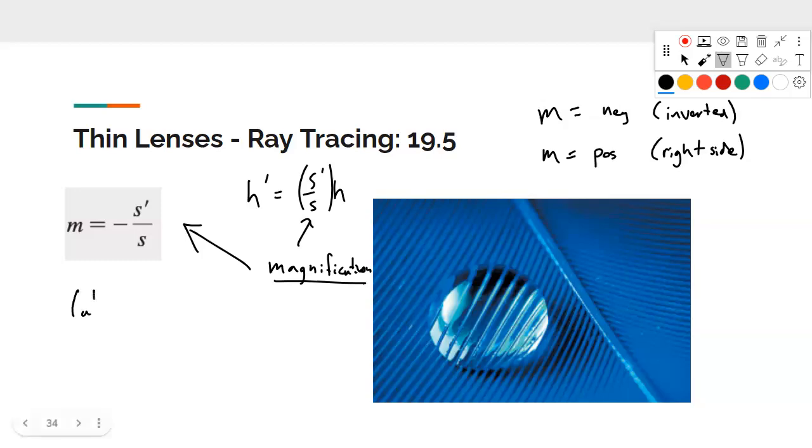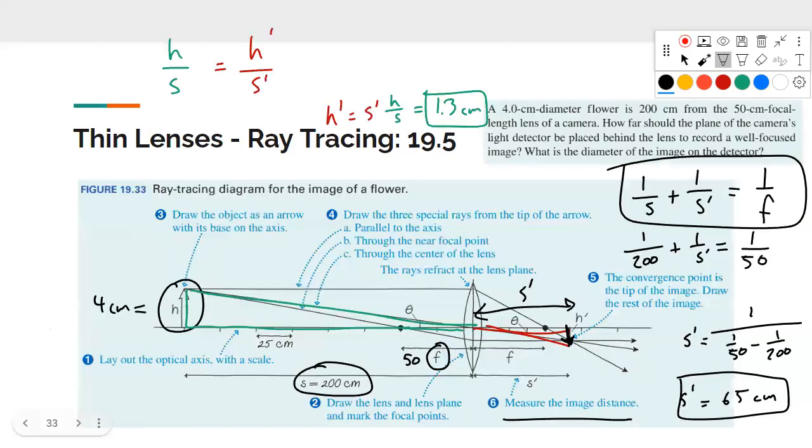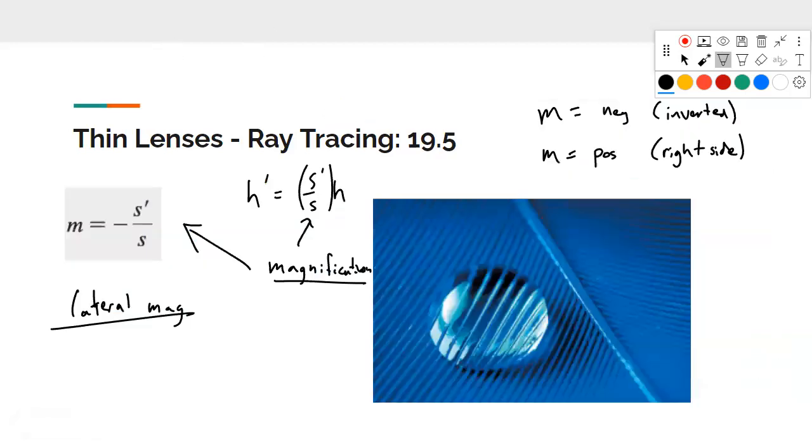I should mention that this equation is known as the lateral magnification equation. So it's just what you get when you draw similar triangles in a ray diagram and try to compare the heights of the object and the image. We will talk about an angular magnification equation later, but we'll save that for when we're able to discuss it in more detail.